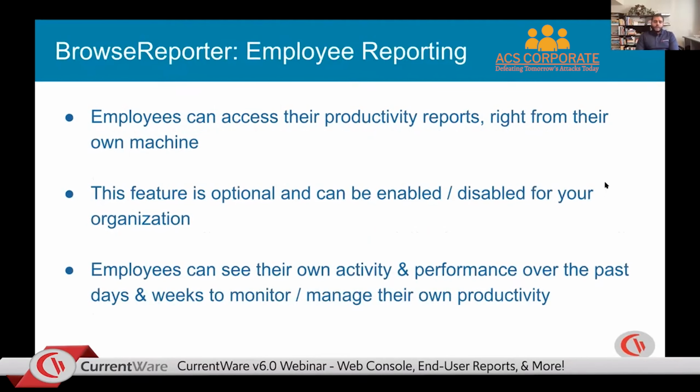Another really exciting thing we've launched in 6.0 is letting employees see their own reports from a browse reporter perspective. Transparency is something that has come up from a lot of organizations related to how their employees are actually being productive or not, and being able to show them their productivity on demand. It's an optional feature, so you get to choose if you enable or disable that feature for your organization, and employees can see their own activity and performance to see how they've been doing on their own productivity basis.